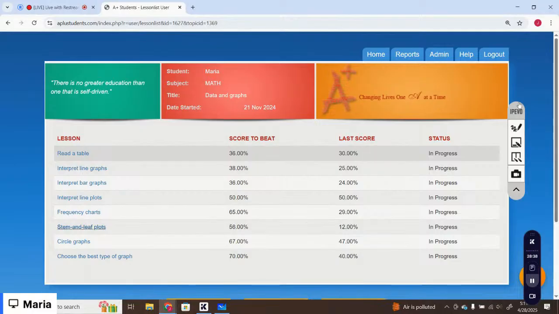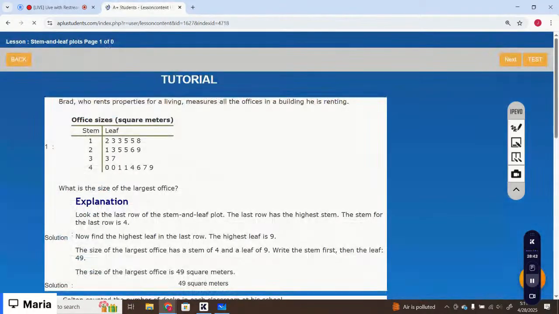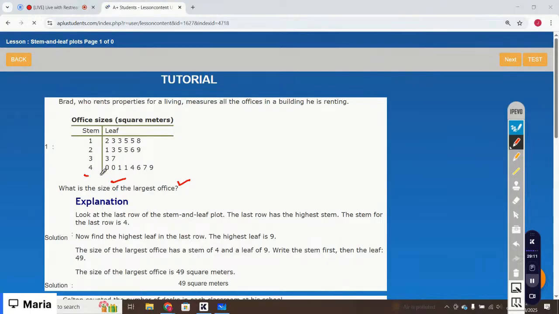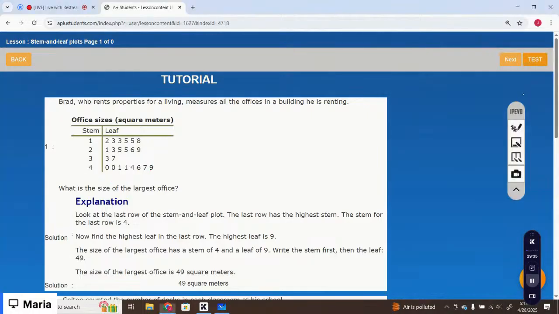The next lesson is stem and leaf plots. Brad, who rents properties for a living, measures all the offices in a building he is renting. What is the size of the largest office? The largest size. Here is 4 and here is 9. The largest number you can make by combining the largest stem and largest leaf. So the largest stem is 4 and the largest leaf is 9. So you can make 49. The correct option is 49 square feet. That is the size of the largest office. Let's just start with the test questions.